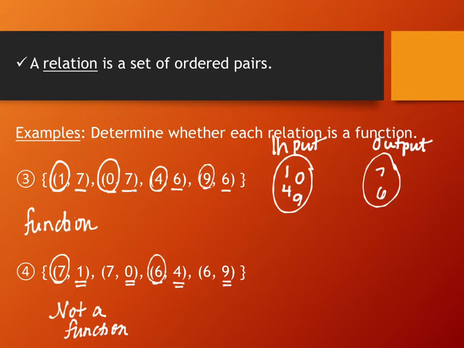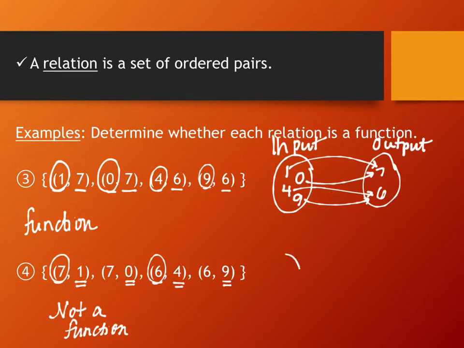So I'm just making a collection of them. It's like I'm throwing them in a bucket. And then I'm sort of pairing them up. So the number 1 goes to the output of 7. The number 0 goes to the output of 7. The number 4 goes to the output of 6, and the number 9 goes to the output of 6. You'll notice each of my input values has only one arrow that's leading out and corresponding to something. That's what we're looking for it to be a function.